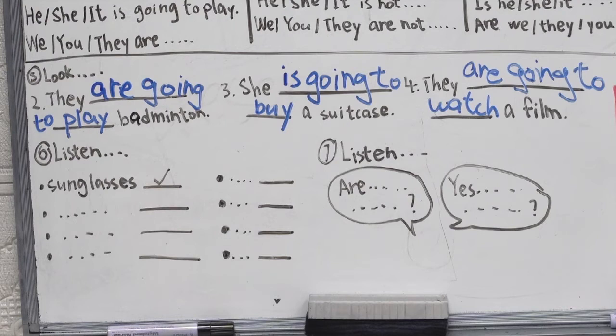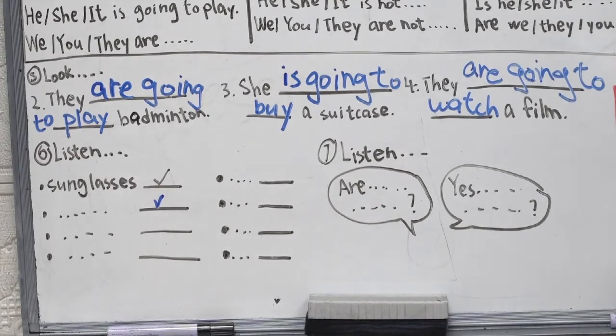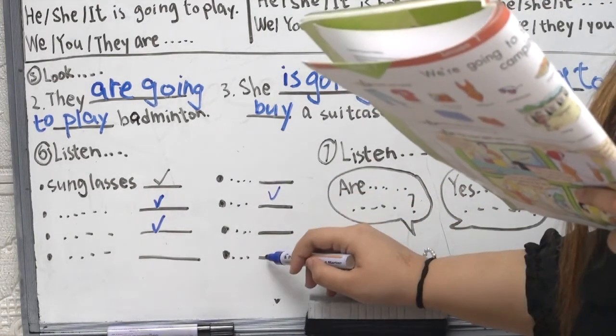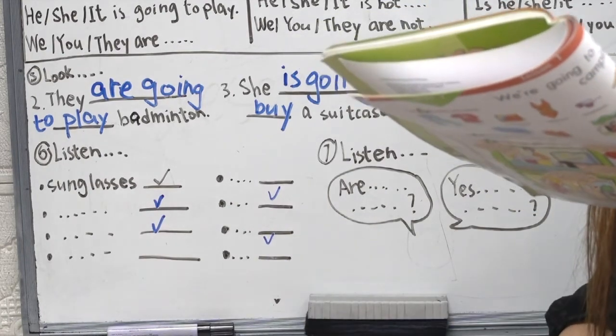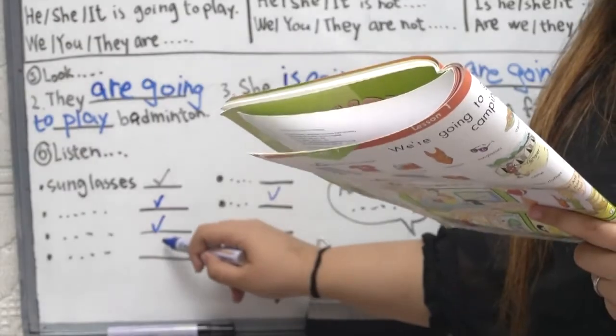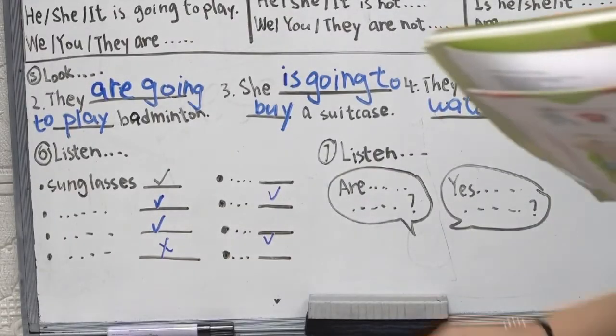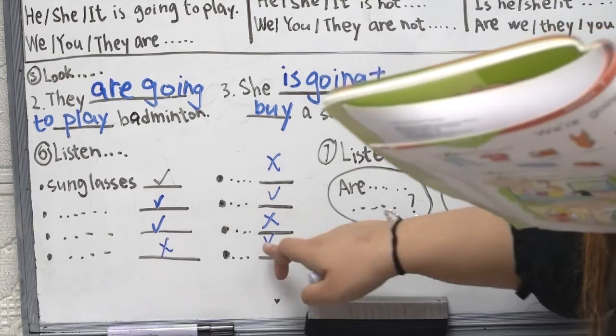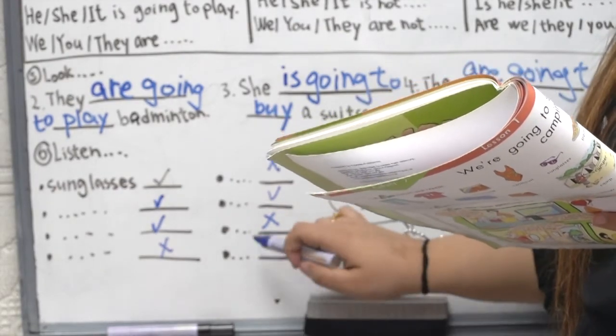So what is Doris going to buy? She's going to buy sunglasses, right? Swimsuit. What else? Hat. What else? Trainers. And a camera. But she isn't going to buy jeans. She isn't going to buy a t-shirt. She isn't going to buy a handbag. Right. So please check your answers.